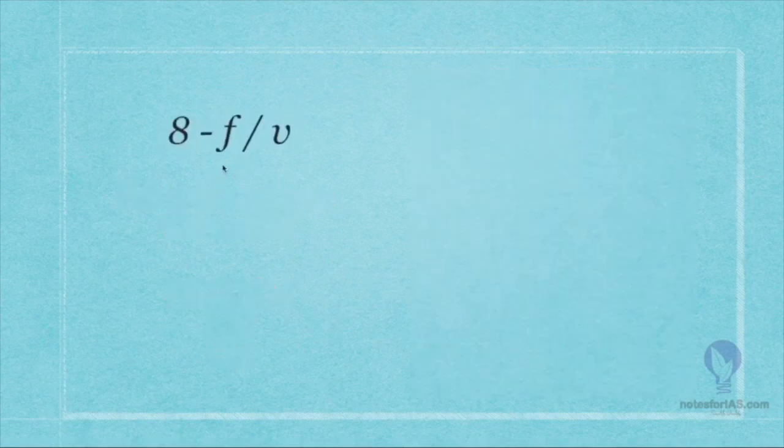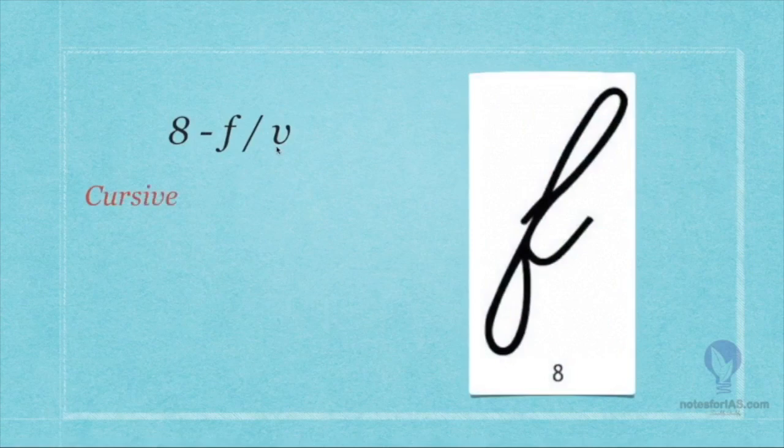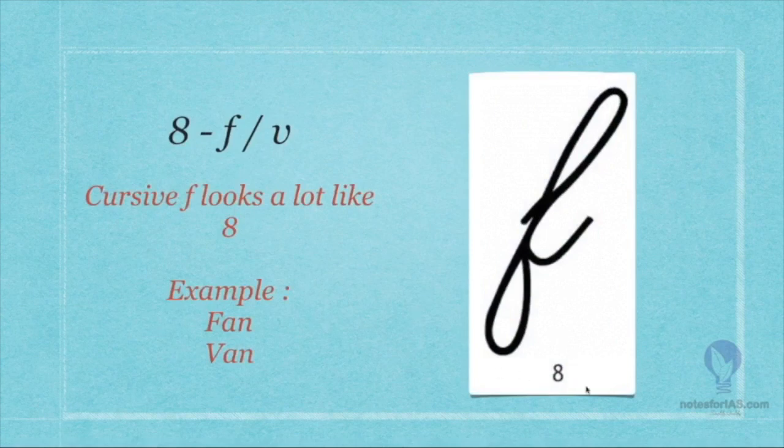For 8, the sound is fa and wa. Again, very similar sounds, fa and wa, and that's the learning aid. Cursive F looks a lot like 8. Okay, so this is the cursive F, and as you can see, it looks a lot like 8, right? So we can use that to remember that.